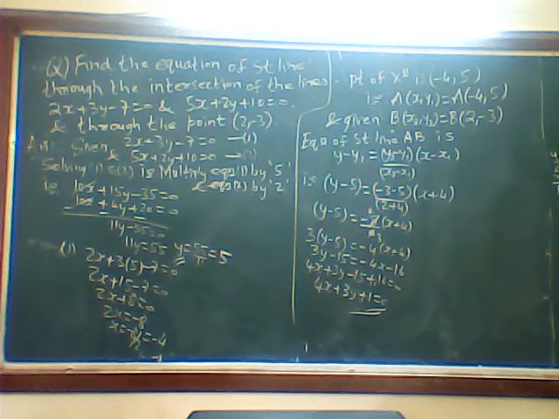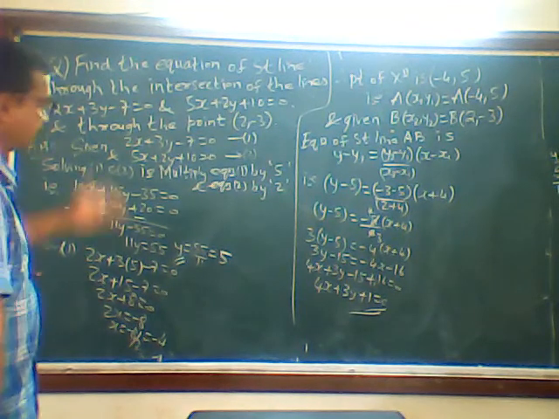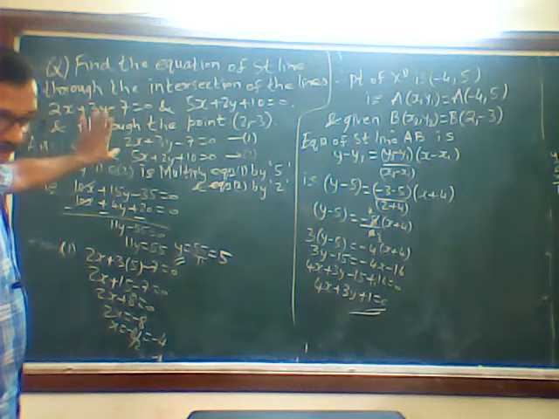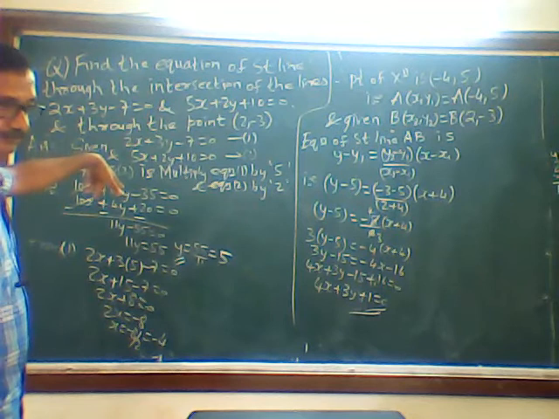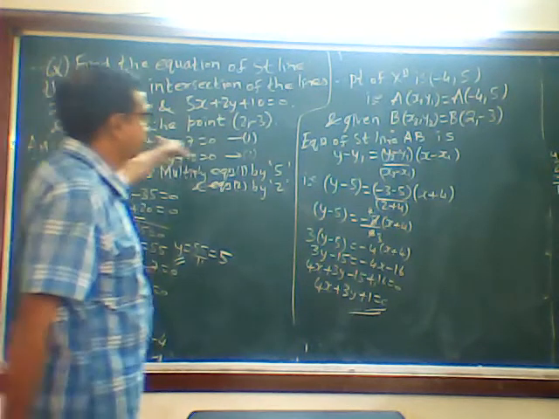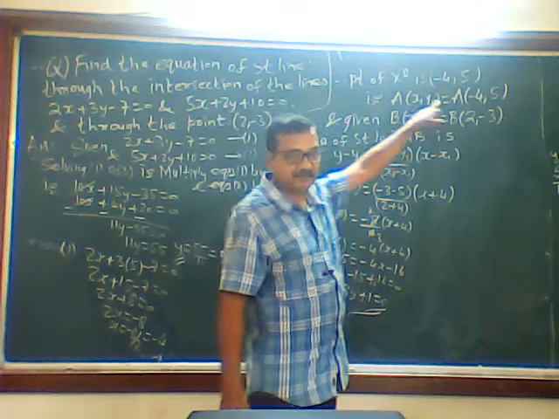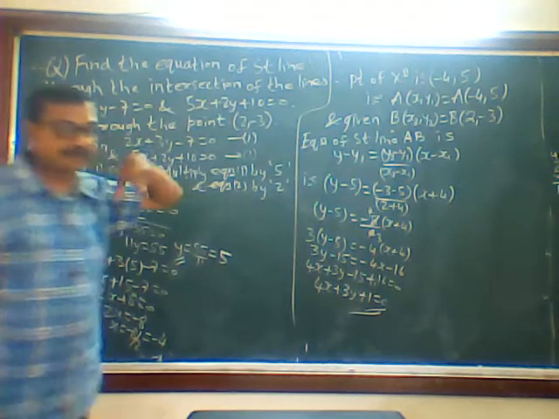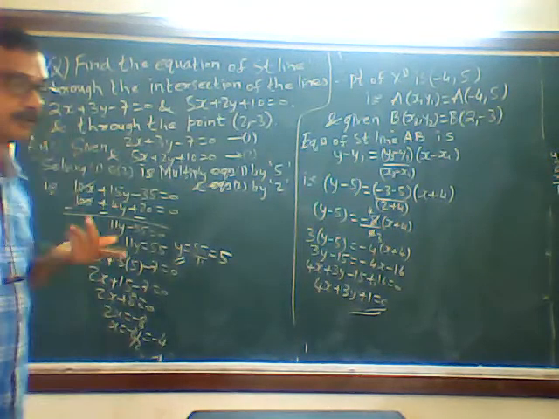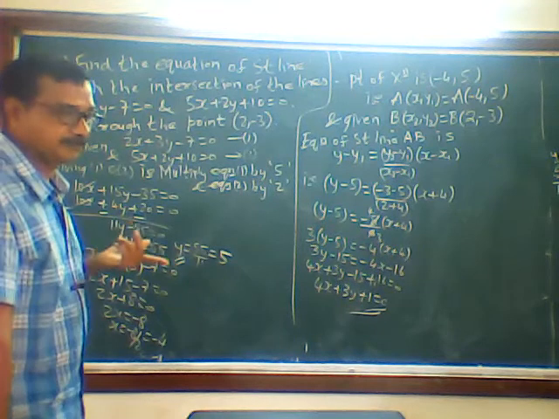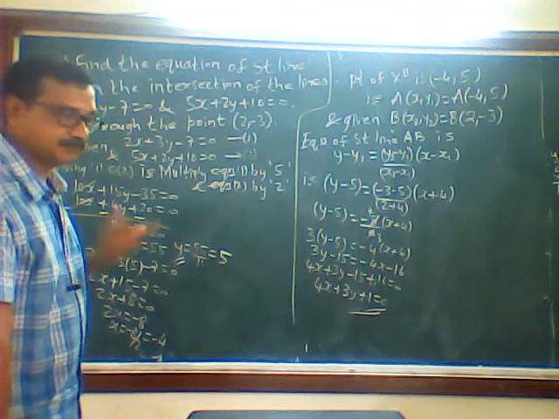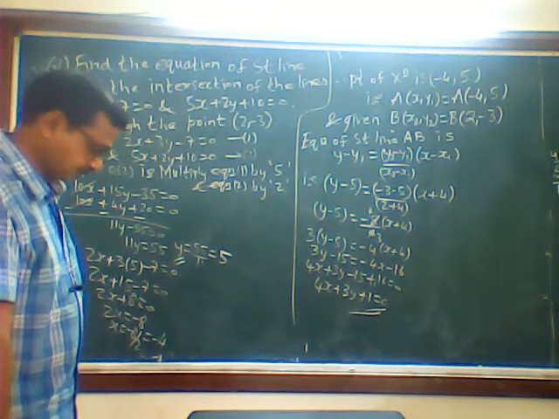Next problem: again it is the equation of a straight line passing through the intersection of two lines they will give you, and parallel to a line they will say. So the intersection will give one point, which we name as x1 y1, and from the parallel line I am going to get the slope m. So you are going to use the one-point formula: y minus y1 is equal to m into x minus x1. That is all it is. Next problem I will do.